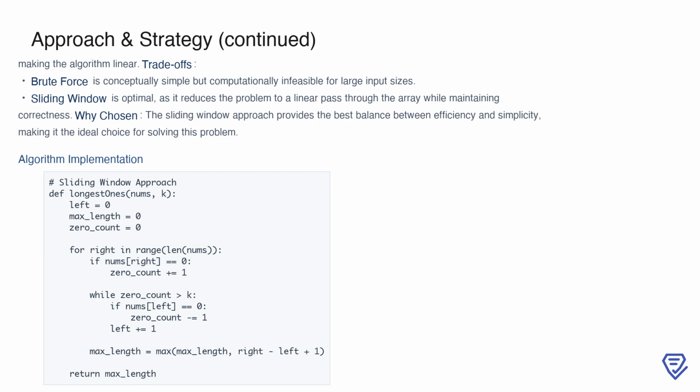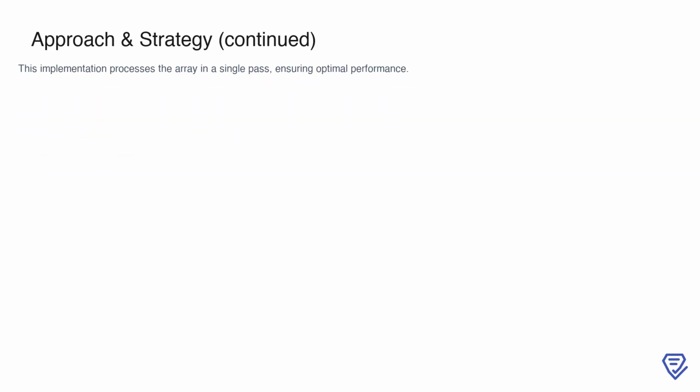By focusing on maintaining a single valid window and adjusting it as needed, we ensure correctness while minimizing computational overhead. This strategy is not only efficient but also elegant in its design. The sliding window implementation reflects this optimized strategy. By using a single loop, the algorithm processes the array in just one pass, ensuring optimal performance.